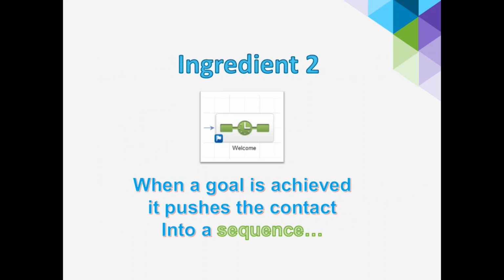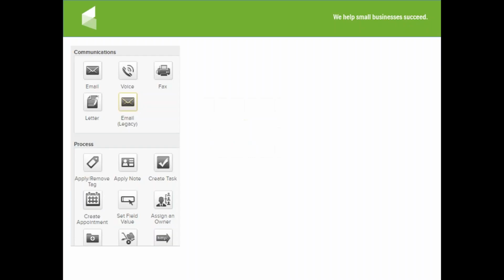The second ingredient is a sequence. And when a goal is achieved, Infusionsoft will push the person into the sequence automatically. That's the magic of Infusionsoft. The Disneyland magic of Infusionsoft happens in that sequence.